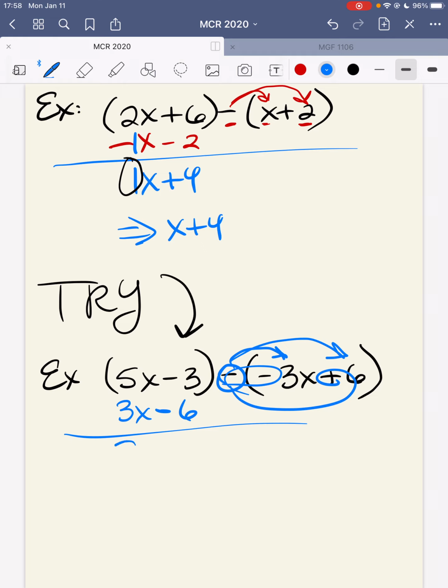Combining my like terms, I have 8x. Negative 3 and negative 6 gives me a negative 9. And once you reach this point, you're done. You aren't doing anything else with this at this particular moment.